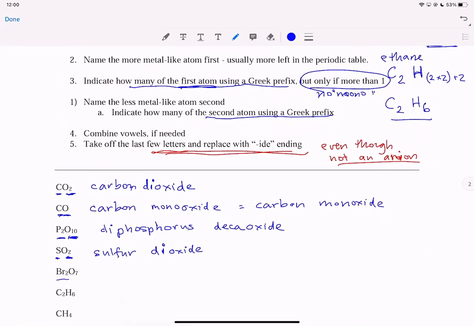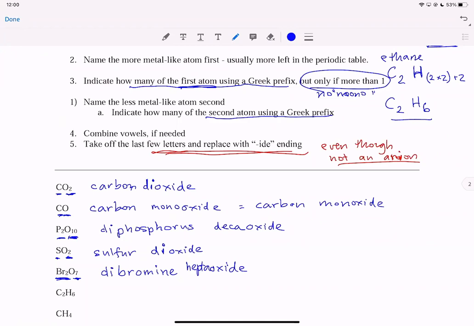Br2O7. So this is Br, which is bromine. Now, because there's 2 of those bromines, you want to start with the Greek prefix indicating 2, which is di. Okay, and so this is going to be di, and the element name is bromine. Then the next element is oxygen. So that is going to be oxide in the name. And you need the Greek prefix indicating 7 of those. So the Greek prefix for 7 is hepta.